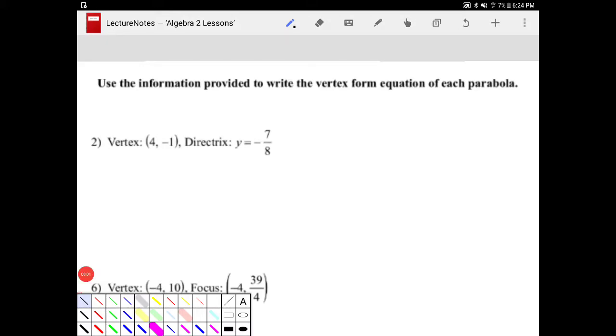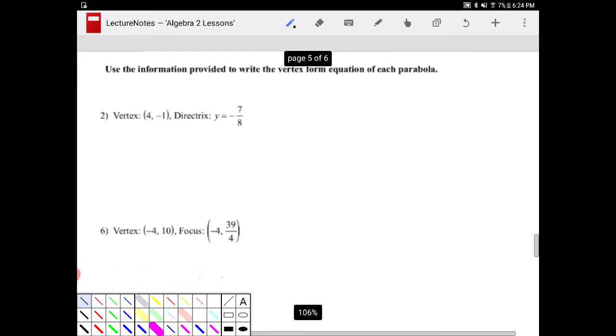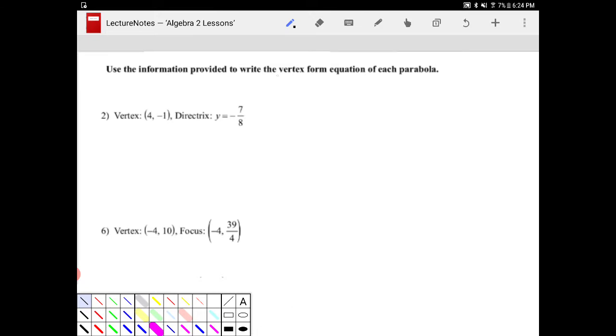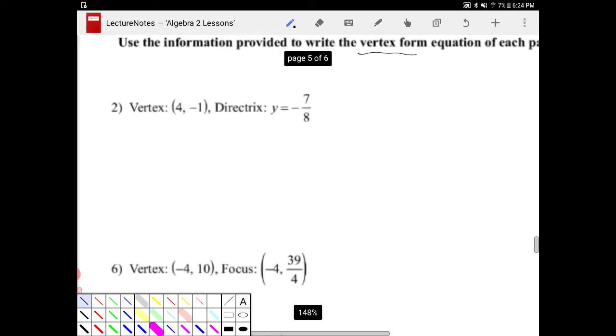Hello students, in this video I am going to go through some exercises on writing quadratic equations if given a set of conditions. In particular, we're looking at two examples right here where you're going to have to write quadratic equations in vertex form. So let's take a look.